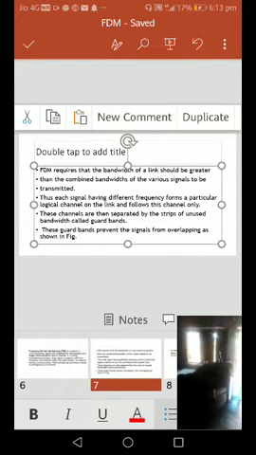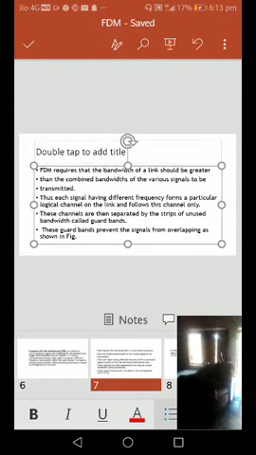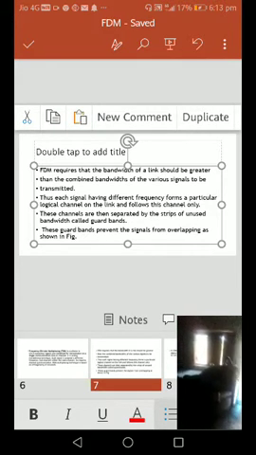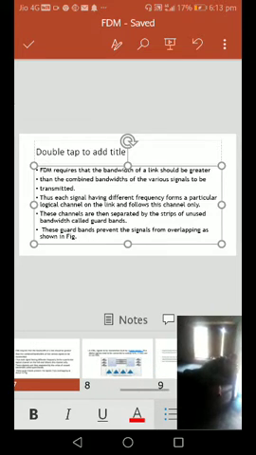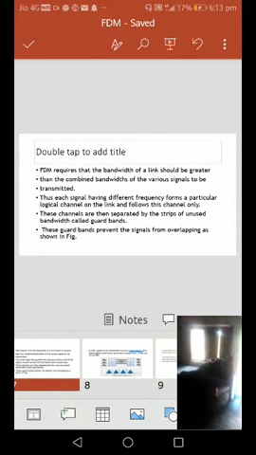The guard band is the separation of unused frequencies allocated between each channel, separating the two signals. These guard bands prevent the signals from overlapping, as shown in the figure.